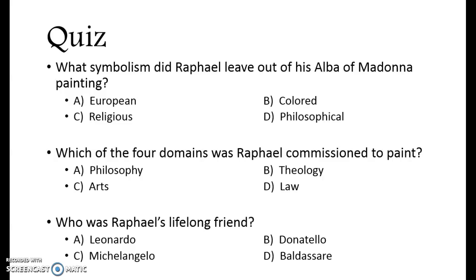And then the third question is, who was Raphael's lifelong friend? You look at all the answers. Is it A, B, C, or D? And it was D, Castiglione. That was his lifelong friend, the person he wanted commissioned to paint his self-portrait.